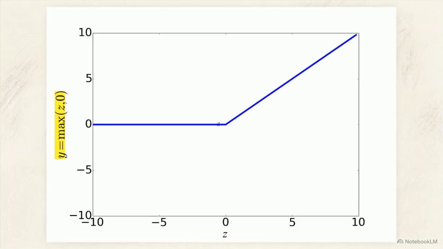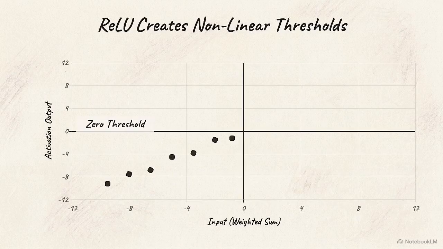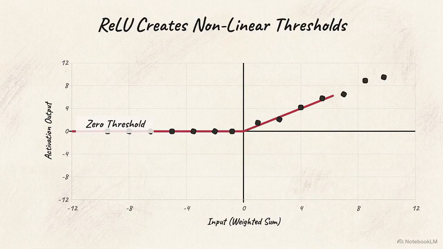This graph shows a ReLU activation function. Without an activation function like this, our neuron would only be able to draw flat, linear relationships. ReLU takes our weighted sum and flattens any negative number to 0. This creates a non-linear threshold, allowing the network to map the complex realities of actual data.